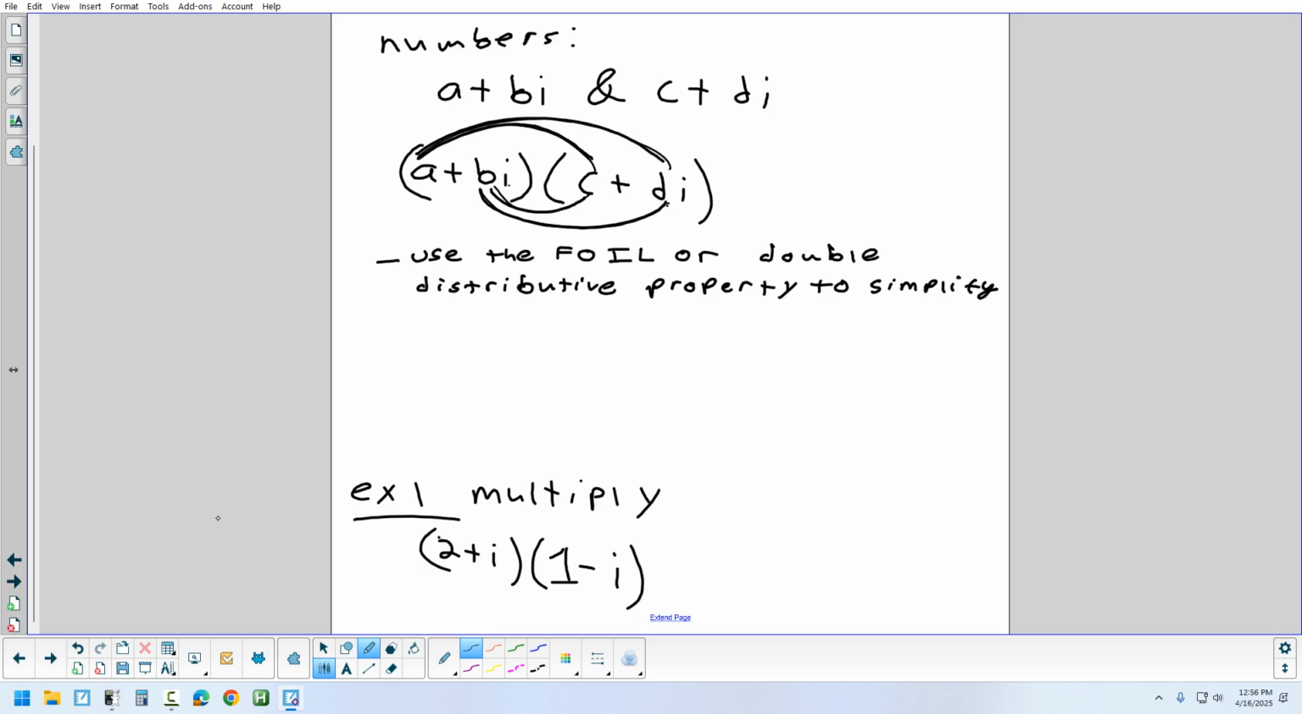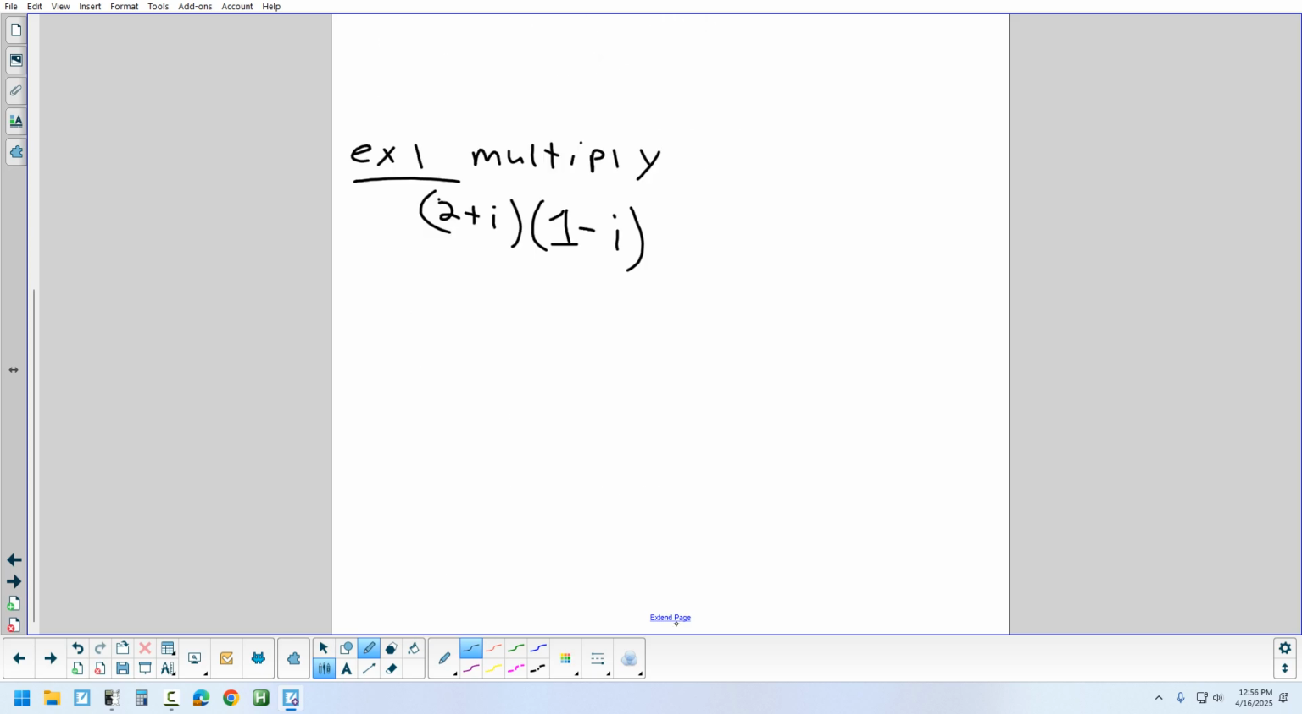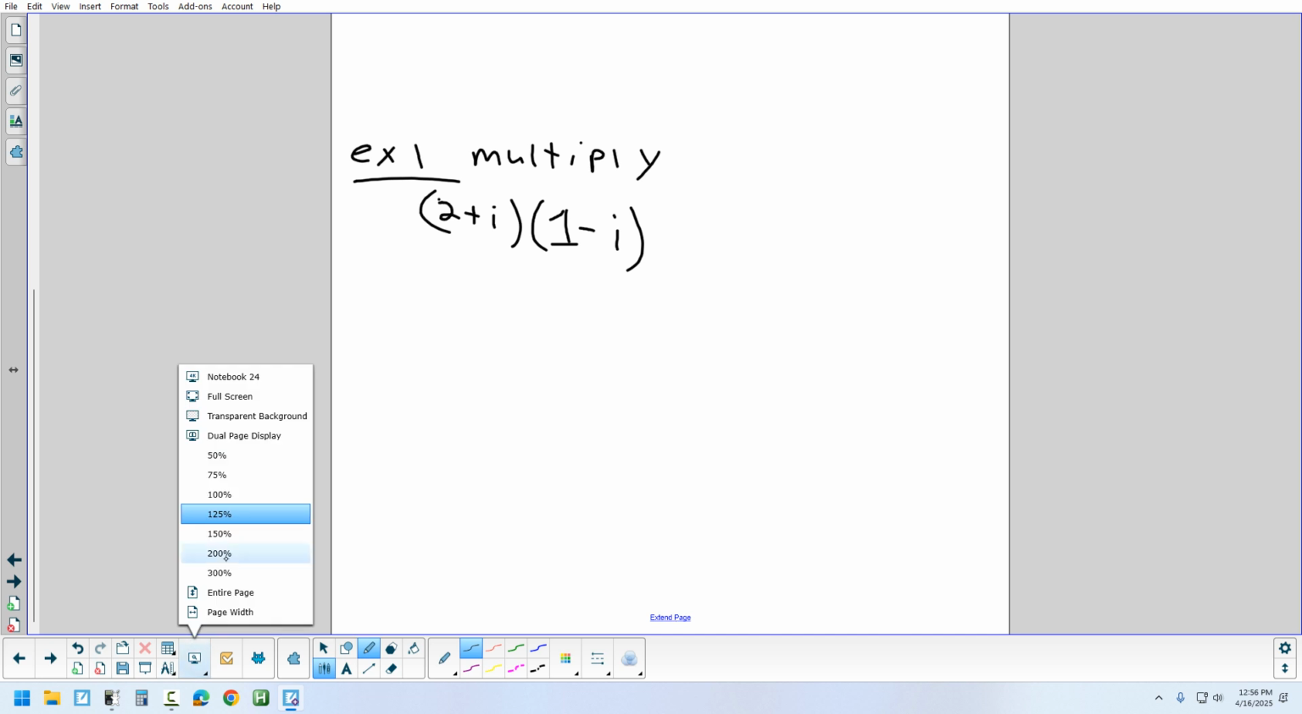Okay. So I can scroll up a little bit. Does everybody have the top part? Yeah, everyone has the top part. Okay. Make that a little bigger.